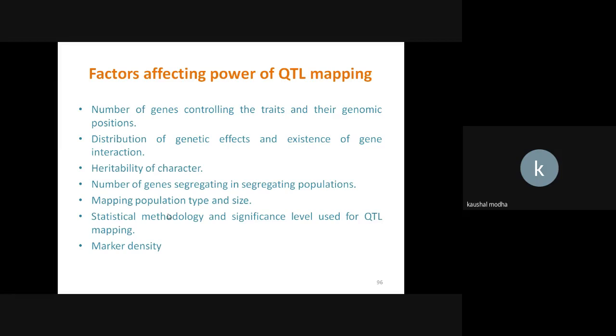Distribution of genetic effects and gene interaction. Genetic effects mean, suppose 10 loci are governing the quantitative trait, there might be additivity between 4 to 5 loci. For other loci, there might be dominance. 2 to 3 loci might have epistatic interaction also. So how these gene effects are distributed across the loci governing a particular quantitative trait is also important, because at marker level everything is qualitative.